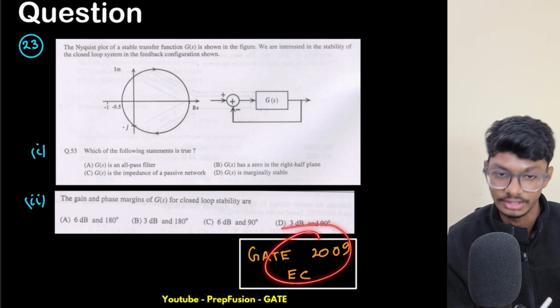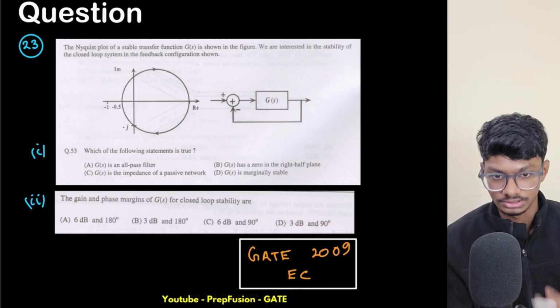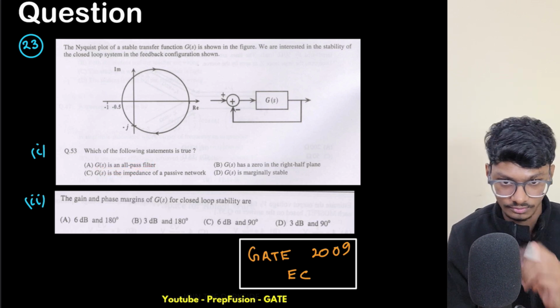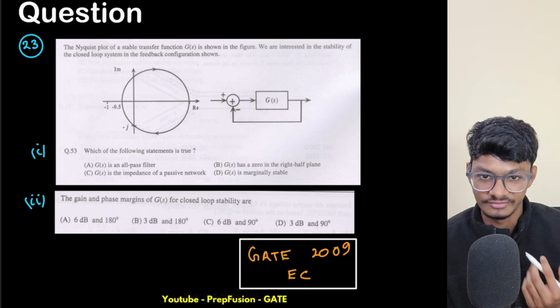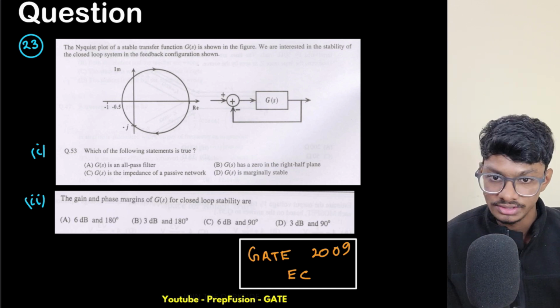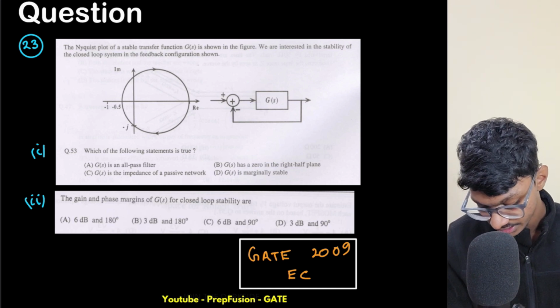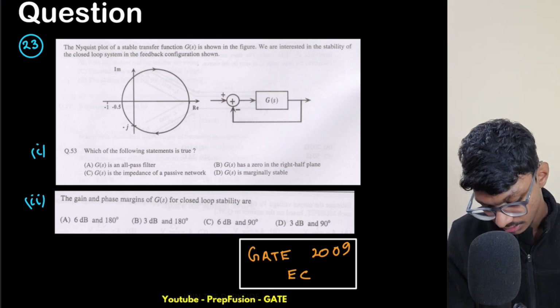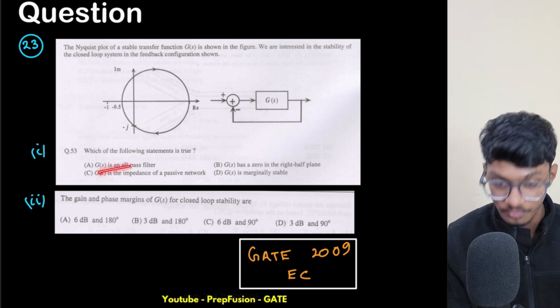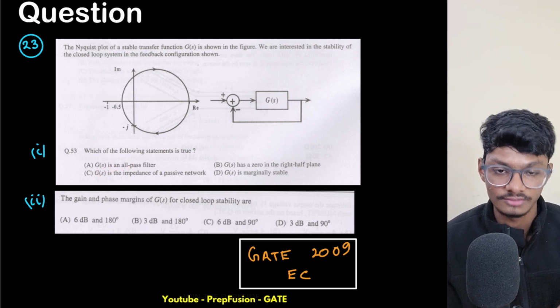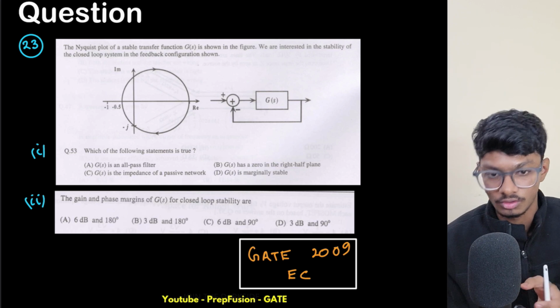Now it is asking us which of the following statements is true. This was a GATE 2009 question. Then MSQ wasn't there, so only one option will be correct. And it is also asking about the gain and phase margin, so this will also revise the concept of gain and phase margin. So how to solve this? First you have to read the options. You can eliminate the options, and from there you can also understand which options are true or not true.